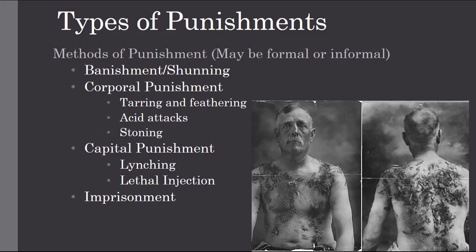Okay, so that's one form of punishment. Another form of punishment is corporal punishment. So corporal, same Latin root word as body. It's punishing the body. It's physical punishment. This can include things like in American history, tarring and feathering. In the Middle East, acid attacks. And in some parts of the world, and back to ancient history, stoning, like you would find in the Christian Bible. That was a thing. People would throw rocks at somebody until they were either determined to be punished enough or dead.